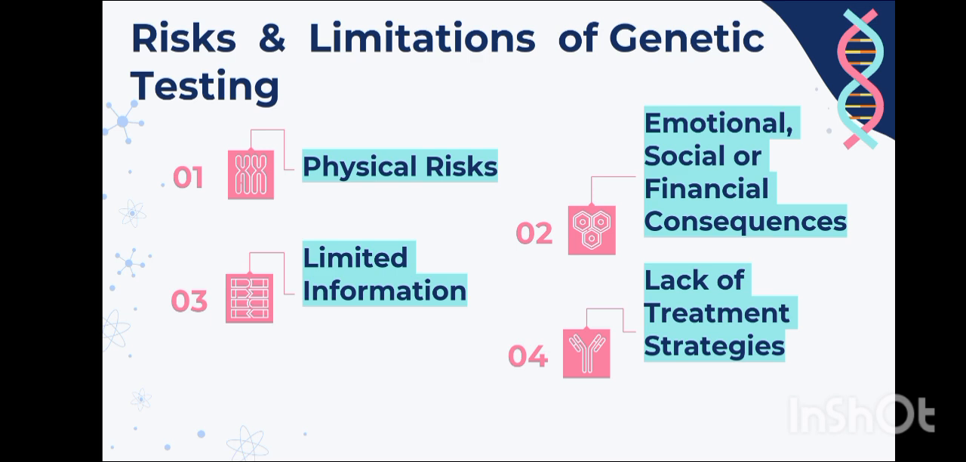Limited information. Sometimes the test does not give us the proper result, and because of that it is also a limitation of genetic testing. Fourth is lack of treatment strategies. Lots of disorders or abnormalities are found by this test, but for that disorder the treatment strategy is not found. So this is also a limitation of genetic testing. Without treatment, it is difficult to manage that disorder.